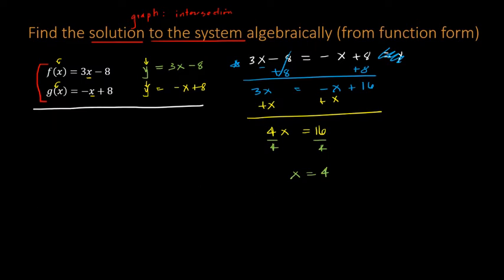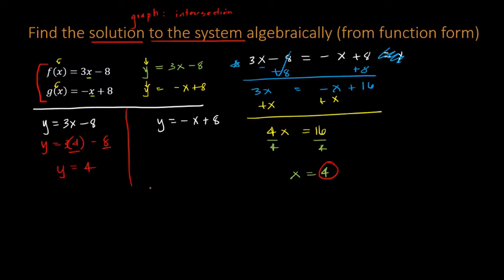And let's prove that. So I could use y equals 3x minus 8, or I could use y equals negative x plus 8. It doesn't matter which one. In either case, what I'm going to do is plug in 4 for x. So I'll do this one on the right first. So y equals 3, I'll plug in a 4, minus 8. 12 minus 8 is 4. I get y equals 4.